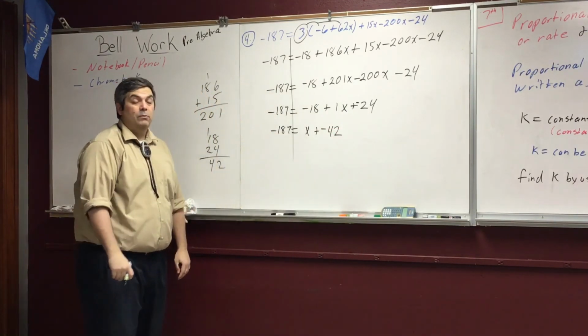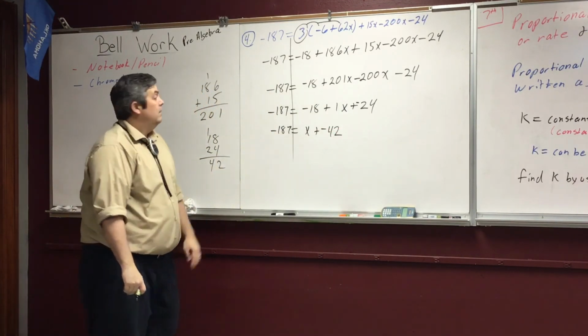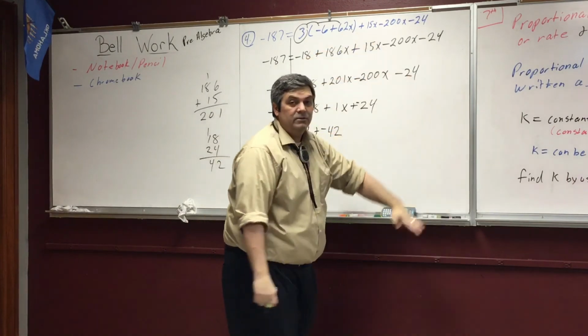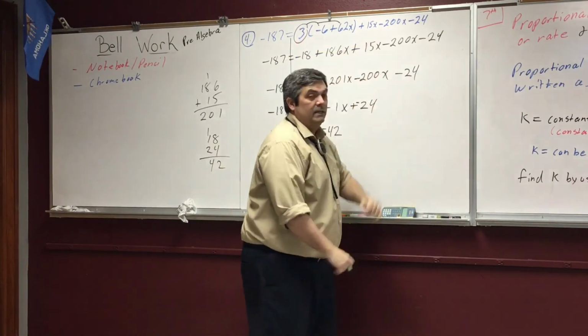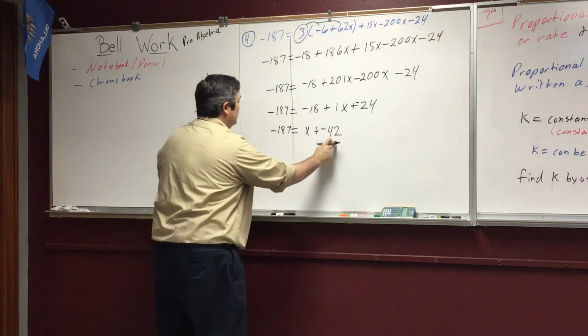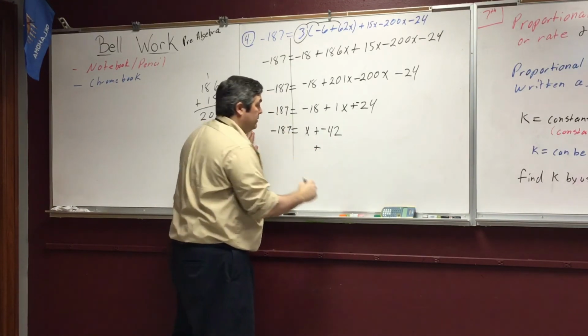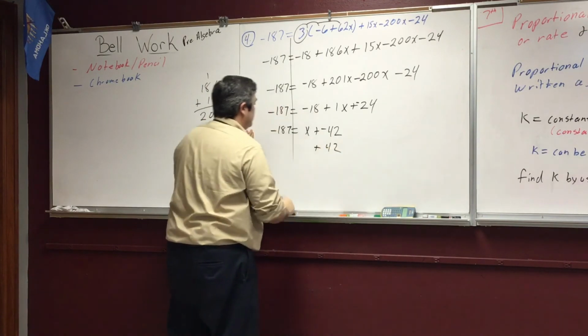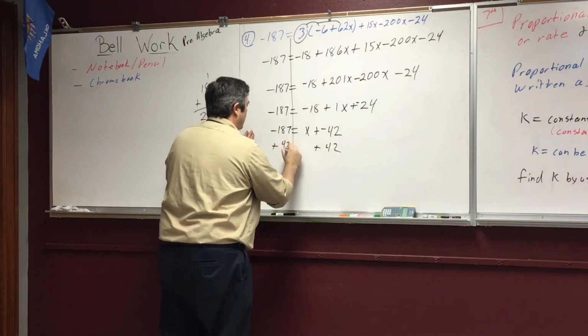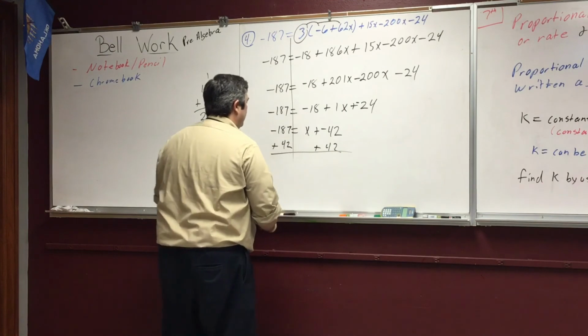And now I'm into a one-step equation. But all of that was just combining like terms. It was distributive property and combining like terms. So now I need to move this to this side. So I'm going to add its inverse. Add 42. Add 42 to both sides.